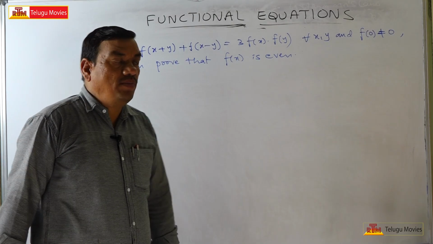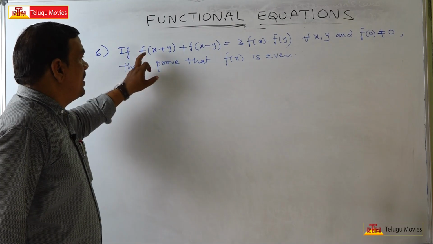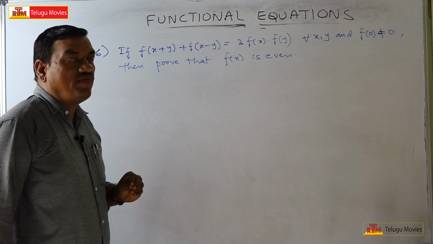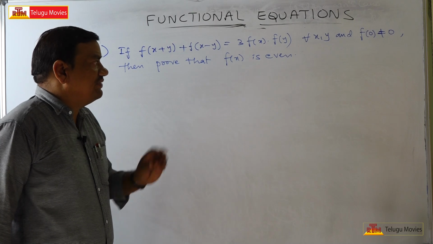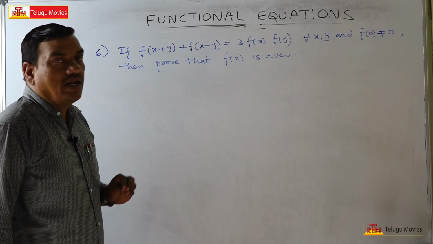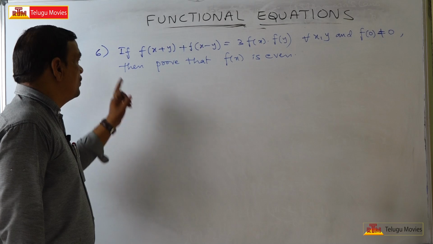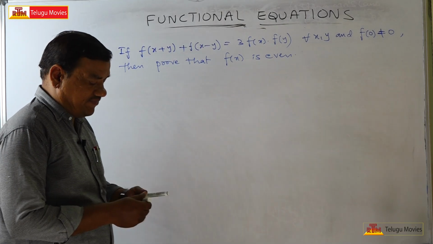Welcome to the next problem. If f(x+y) + f(x-y) = 3 f(x) f(y) for all x, y, and f(0) is not equal to 0, then prove that f(x) is an even function.